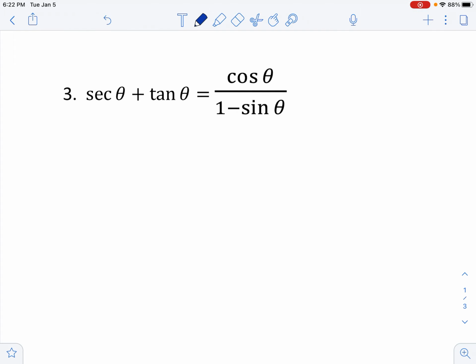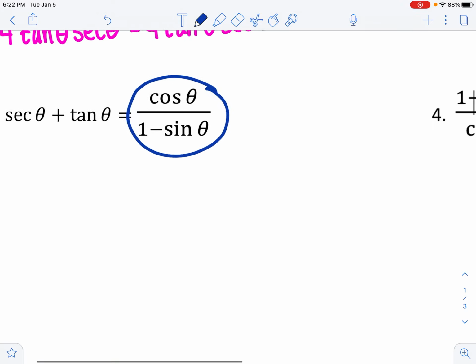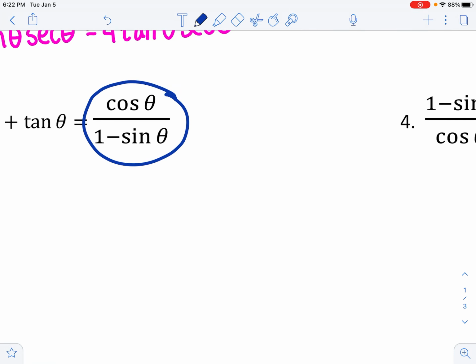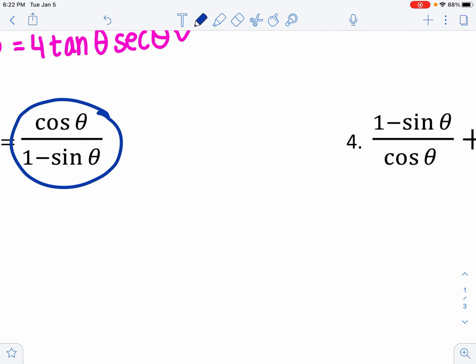Okay, here's our next one. So which side is more complicated? If you look at this, I have a fraction on one side and I have addition on the other side. Fractions are more complicated. So I'm going to work with this side. Similar to the last one, there's nothing that I can replace right now, especially since cosines or sines are not ideal, and I have no squares. So I'm going to multiply by the conjugate. 1 plus sine of theta.